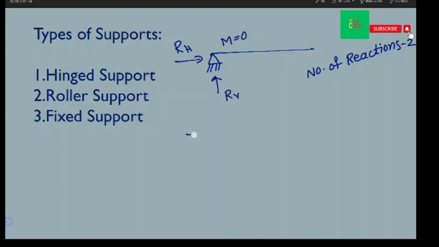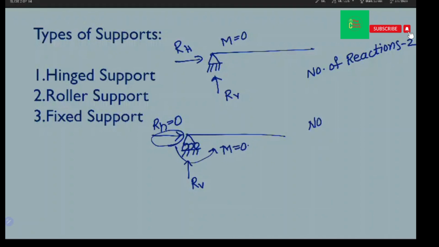Roller support. Roller support means here it is a roller, and RH is 0. There is no horizontal reaction. Only vertical reactions are there and moment is also 0. Number of reactions is 1.